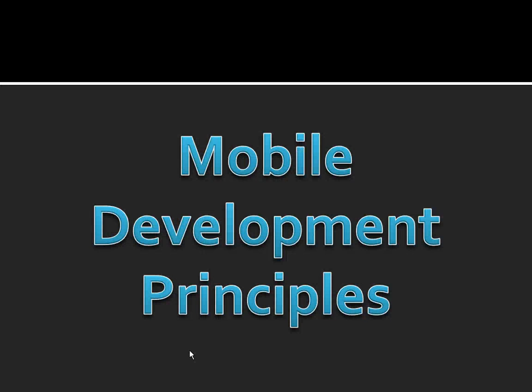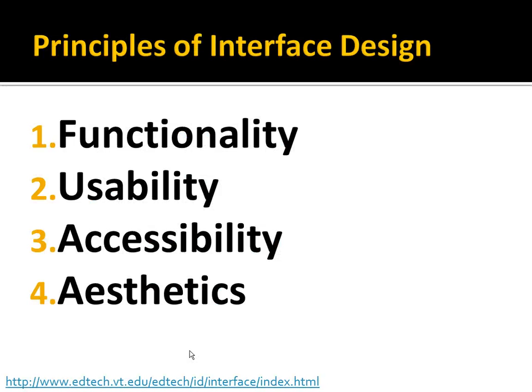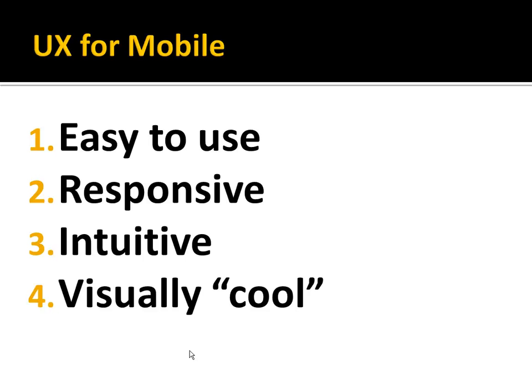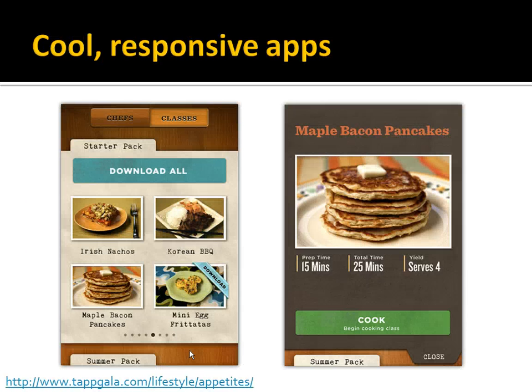So there are some major principles for mobile development that we should be aware of. Some of those principles are interface design, functionality, usability, accessibility, aesthetics. We can put this in easier terms to say that these applications or things that we're using on mobile devices have to be easy to use, they have to be responsive, they need to be intuitive, and they need to be visually cool or visually stimulating. If you look at some of the applications that are winning design awards, you'll notice that they're very simple, but they're very elegant, and they guide the user in knowing what to do.